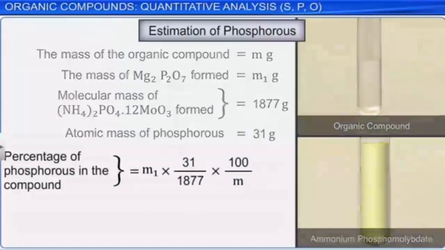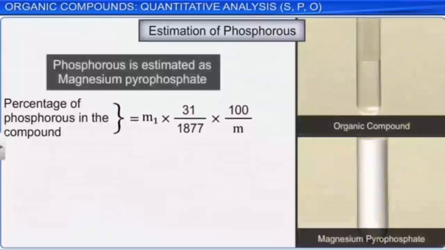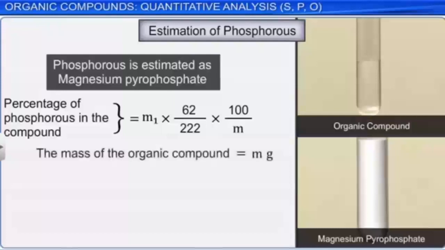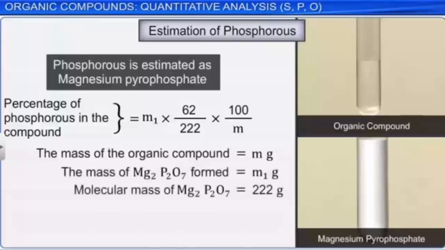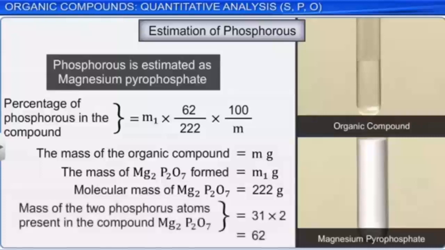If phosphorus is estimated as magnesium pyrophosphate, then the percentage of phosphorus is equal to 62 multiplied by m1 multiplied by 100 divided by the product of 222 and m. Here, m is the mass of the organic compound taken. m1 is the mass of magnesium pyrophosphate formed. 222 is the molar mass of magnesium pyrophosphate and 62 is the mass of 2 phosphorus atoms present in magnesium pyrophosphate.